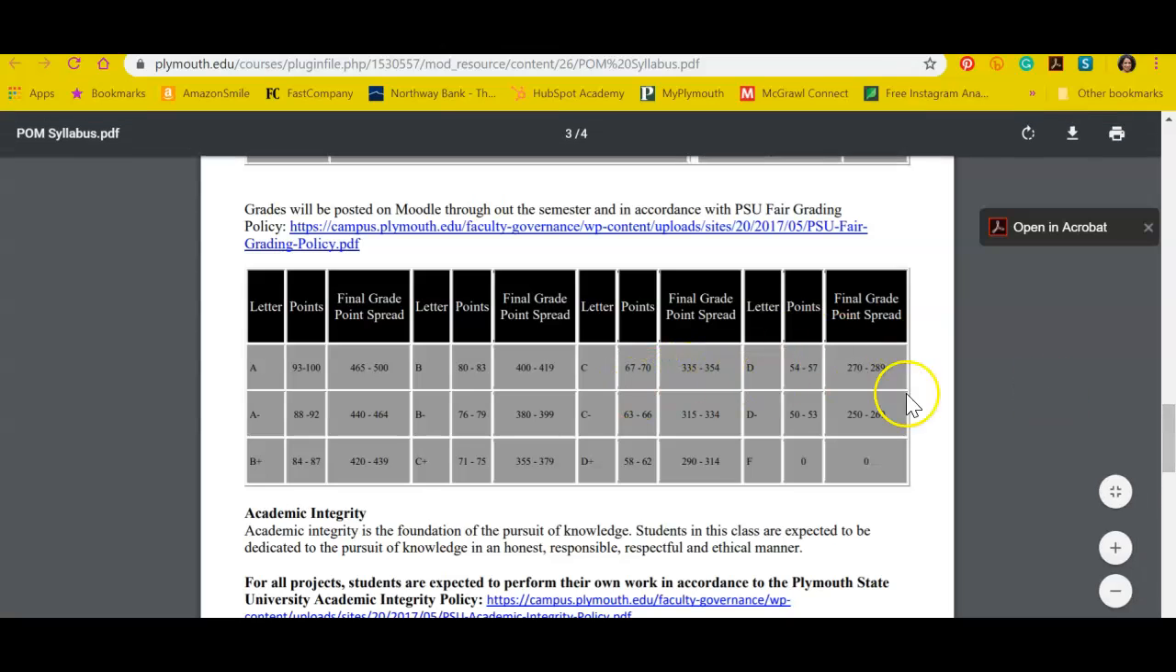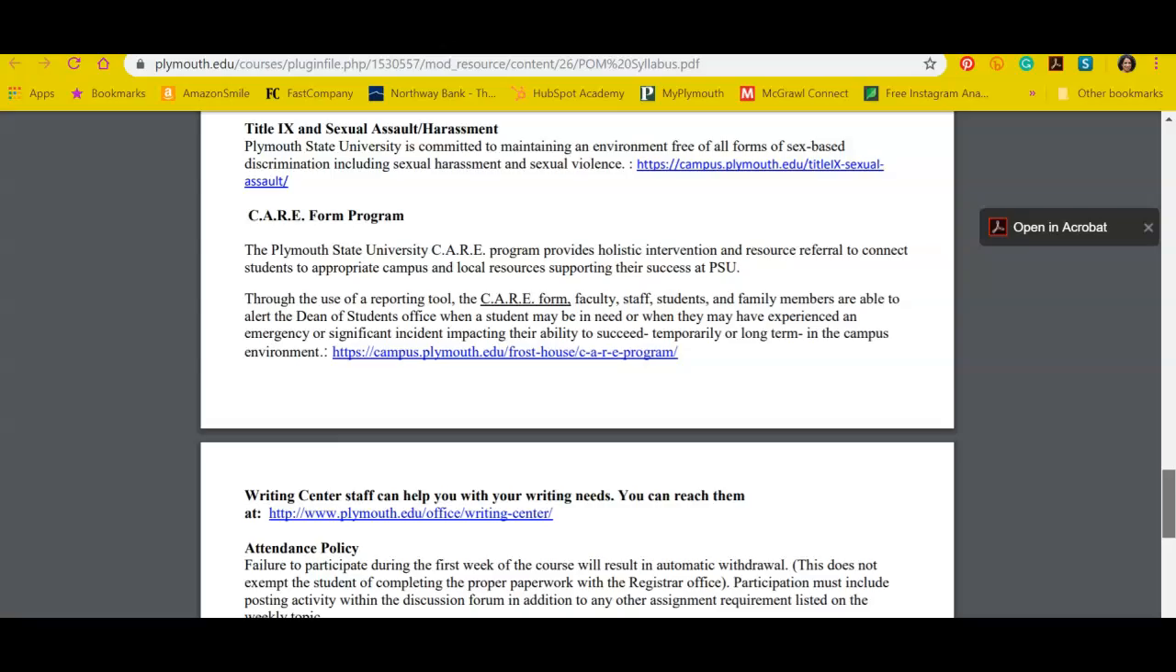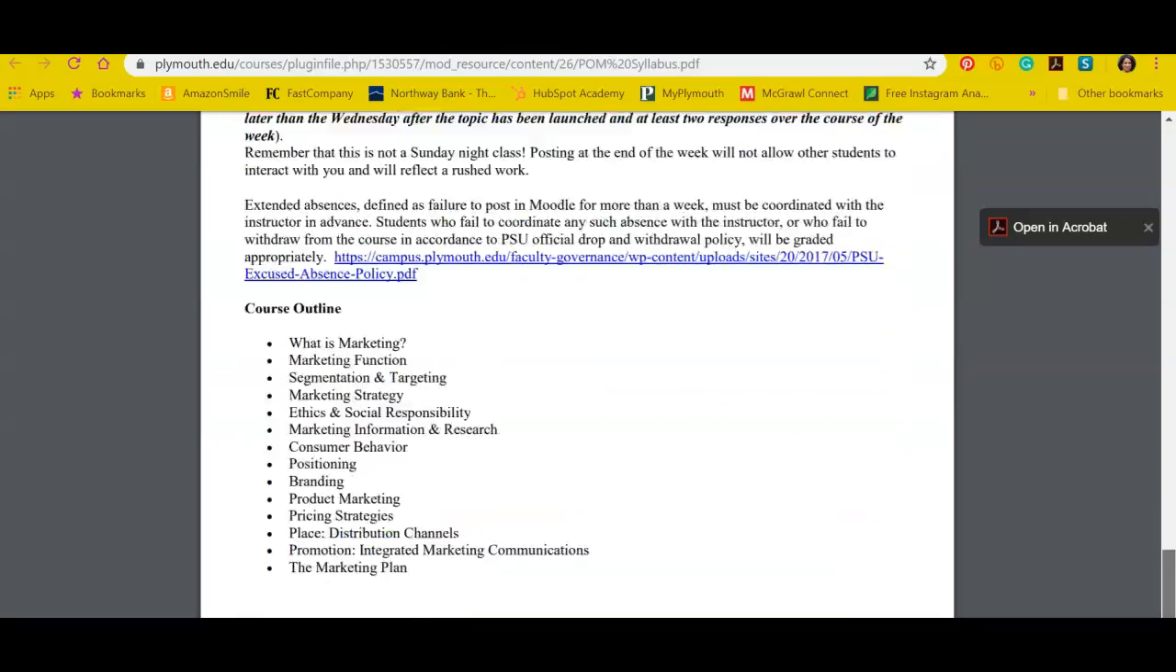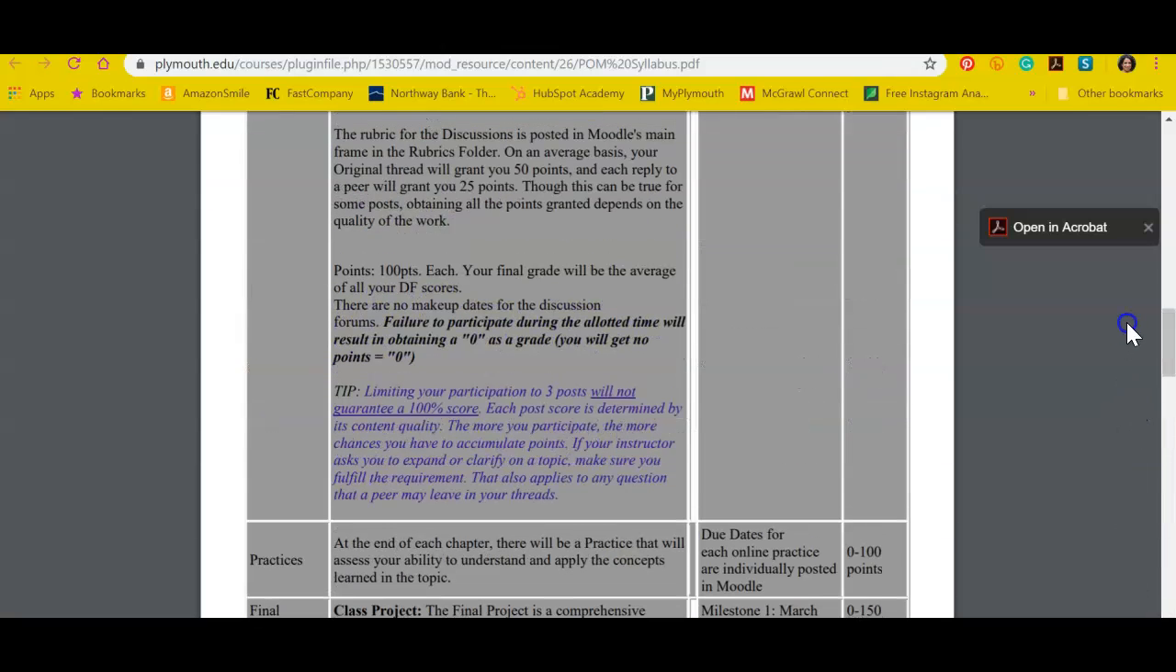Here is how you're going to be graded, and then all the rest of what we have here are all the policies from the university that I require you to read.